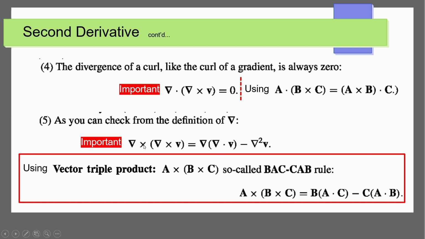The third important property is that the curl of a curl can be expressed as the gradient of the divergence minus the Laplacian of its vector. Now that we know these three important properties, let us start with integration.